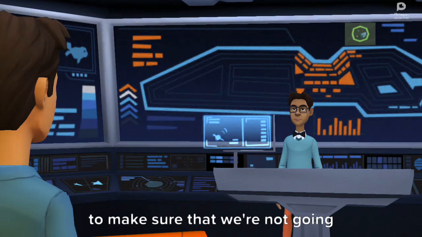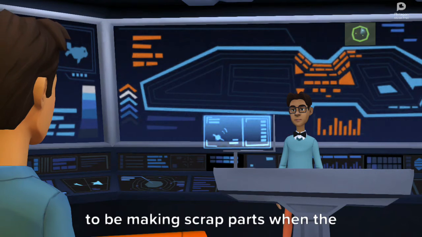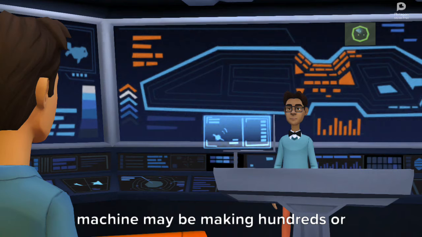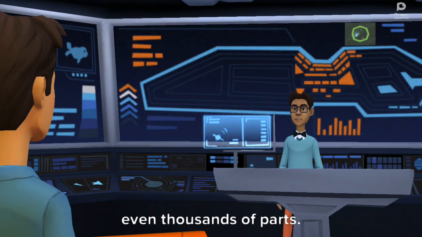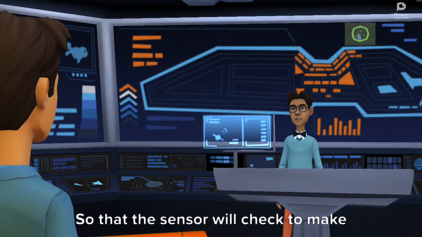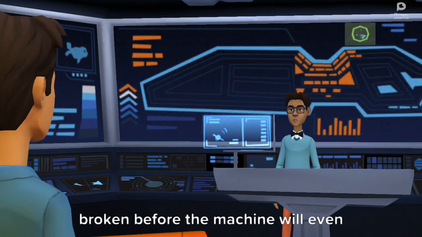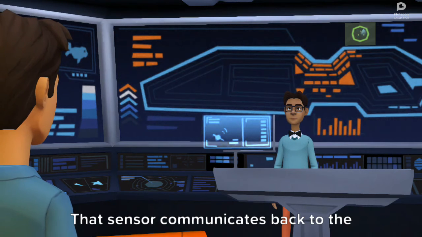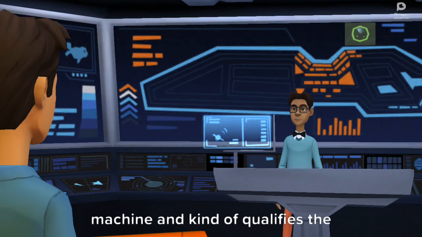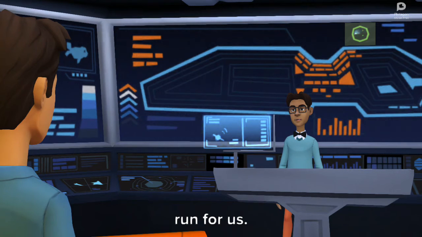Before a machine program runs, we want to make sure that we're not going to be making scrap parts when the machine may be making hundreds or even thousands of parts. So the sensor will check to make sure that the tool is present and not broken before the machine will even run. That sensor communicates back to the machine and kind of qualifies the run for us.